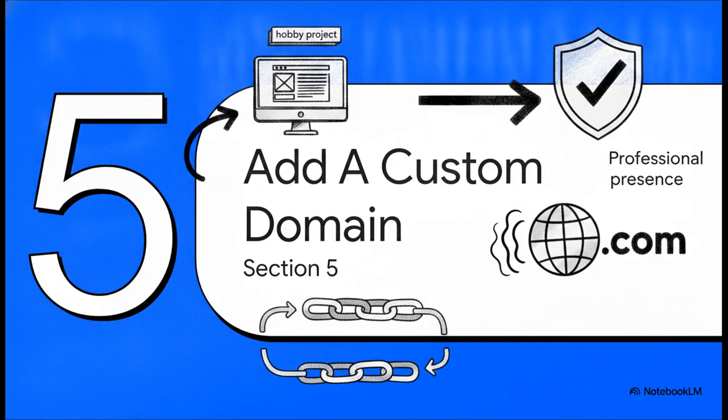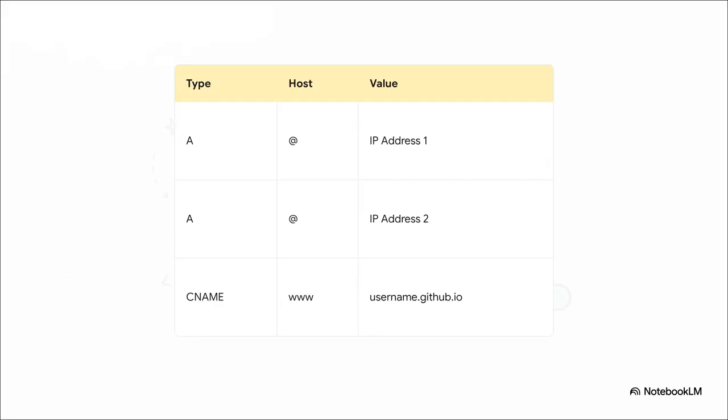All right, section 5, adding a custom domain. Having that github.io URL is great, but attaching a purchased domain like a .com makes it fully professional. To link a domain you purchased to GitHub, you need to configure your DNS records. And this brilliantly illustrates how the domain name system actually works. Think of DNS records like internet phone numbers.